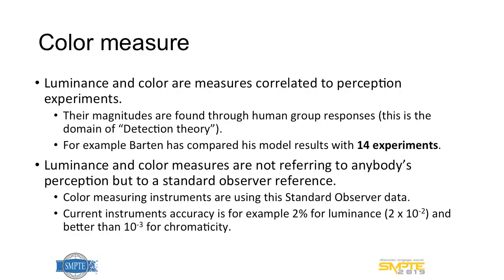So the luminance and color expressions are all based on the definition of a standard observer. And this standard observer, in fact, dates back from 1931. It was defined using 7 observers, in fact. So it's really a very small group of people. And in 1931, I guess there was no Japanese, no woman, no young guy from elsewhere in the world.